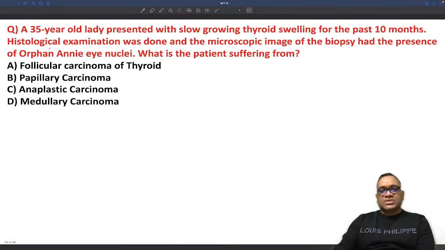Now come to the next question. A 35-year-old lady presented with a slow growing thyroid swelling in the past 10 months. Histological examination was done, and the macroscopic image of the biopsy shows the presence of orphan Annie eye nuclei. What is this patient suffering from? So tell me, easy question only.